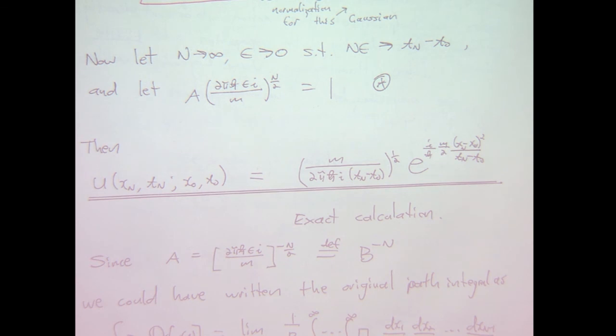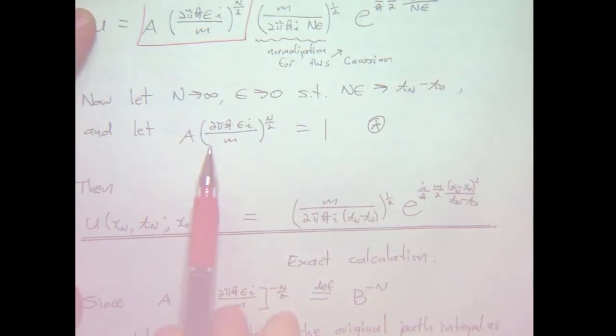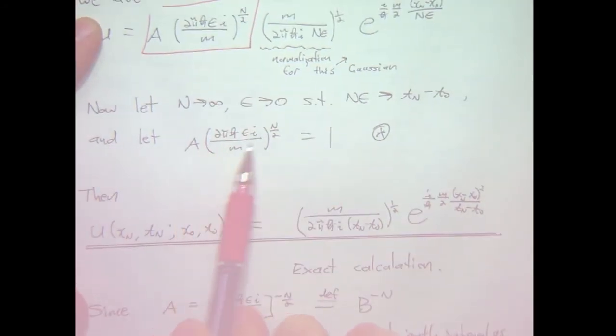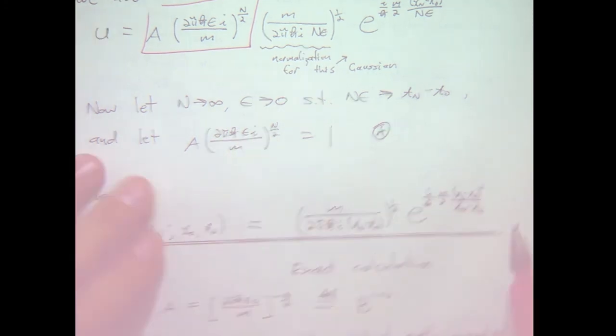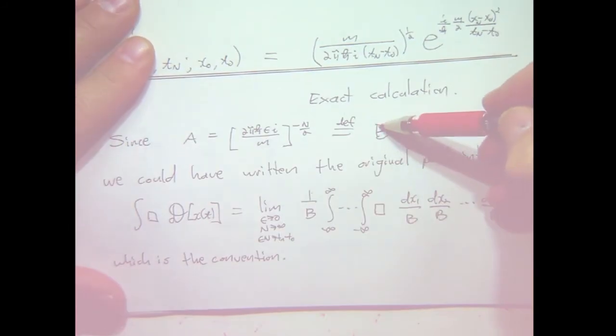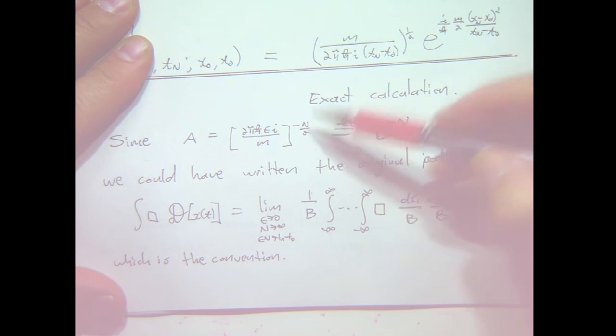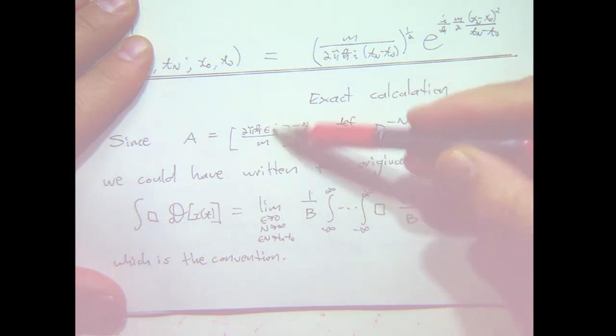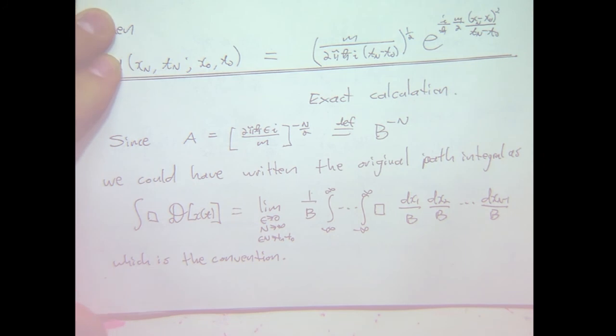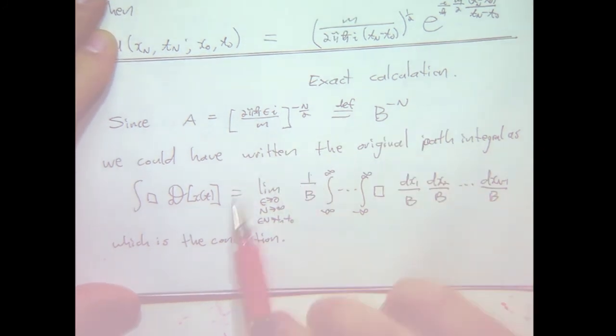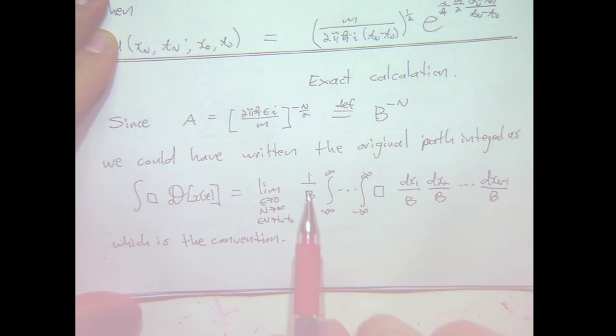Might be a bit white rubbery, but anyway, this A thing here is the inverse of that, which is the square root of this in the brackets to the power of n. Right, and so call b that thing in square brackets to the power of a half, okay? And then the best way to write the original path integral is to put 1 over b there and then a b below each of these dx's under there, so that gives you b to the n. B to the n minus 1 times b there. Okay.